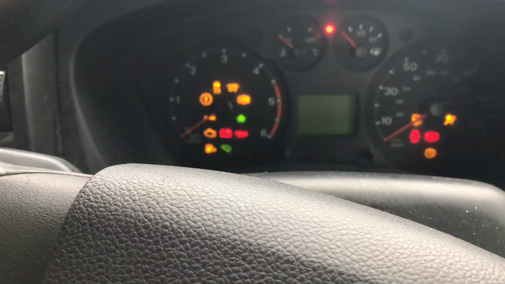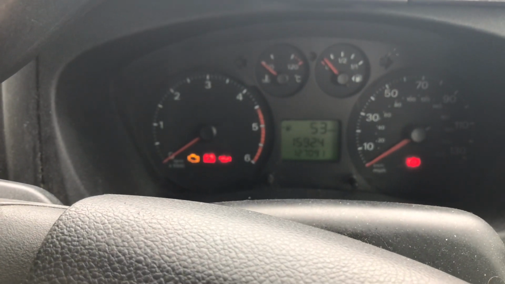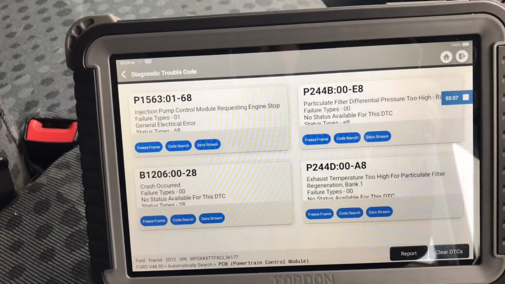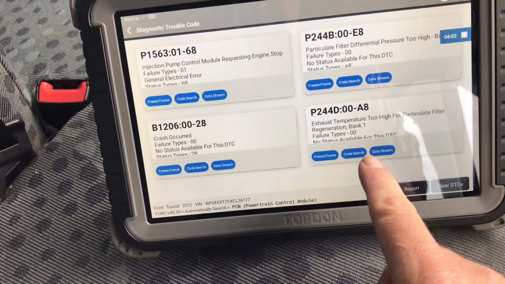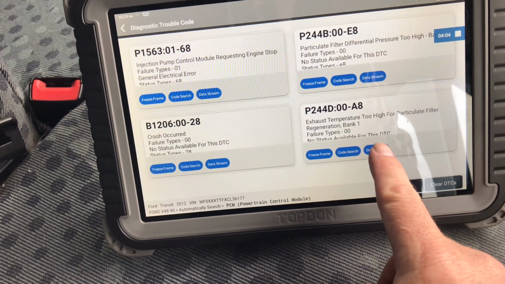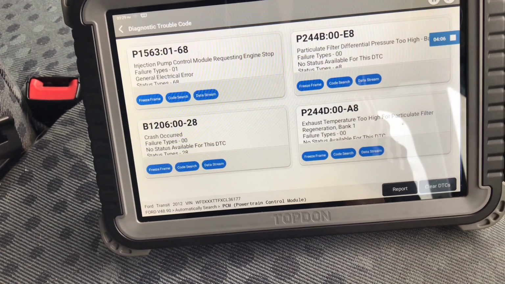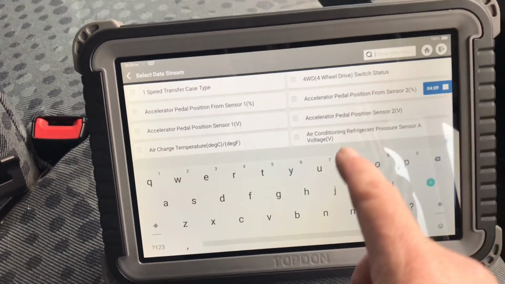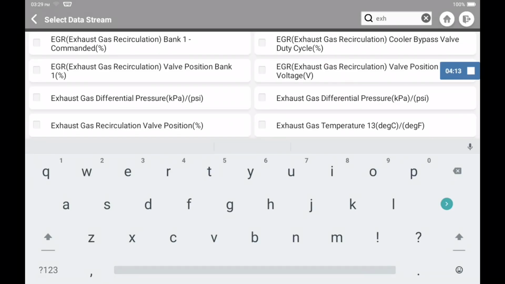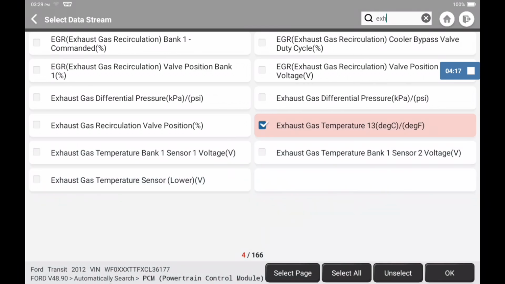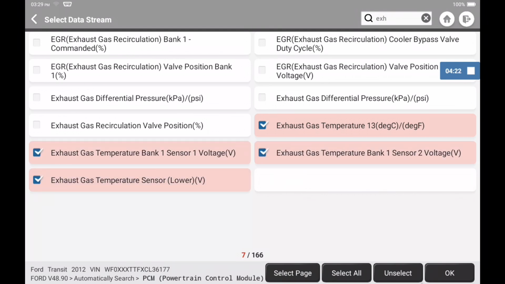What I've done here is key on, engine off, so we're not idling. Let's clear and see if anything comes right back. In fact, what we'll do is go into this one. Exhaust temperature. Let's just see what the exhaust differential gas pressure temperature is, and everything else.